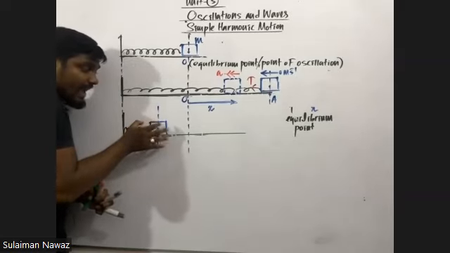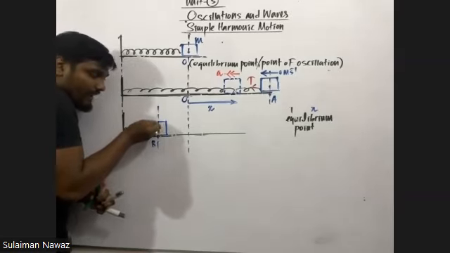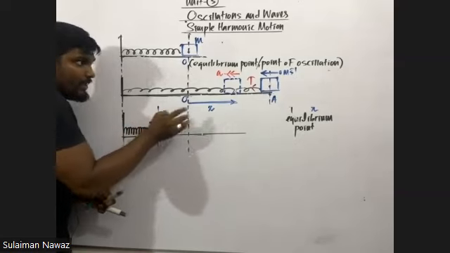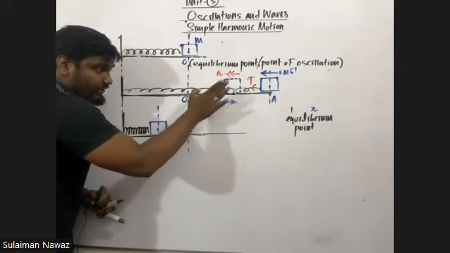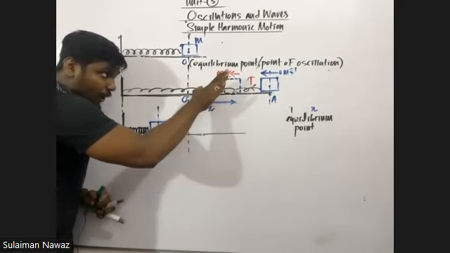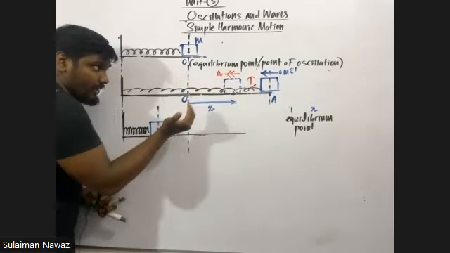I'll ask, at this position, what is the direction of tension force? Now we know that when you consider between capital A and capital O, the direction of tension force on the object is the left side direction, right?